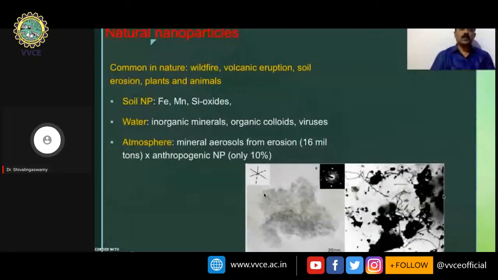Then, if you consider the natural nanoparticles, they are very common in nature, and as I said, they are mainly due to volcanic eruption or soil erosion, and even plants and animals could be the sources of these nanoparticles. There are various types among these nanoparticles. We have soil nanoparticles like iron, manganese, silicon oxides. So they are of soil origin. And from water, you can find inorganic minerals, organic colloids, even certain viruses. They are of water origin. And even in the atmosphere, many mineral aerosols from erosions are found. These are natural, but we focus on the intentional man-made nanoparticles.